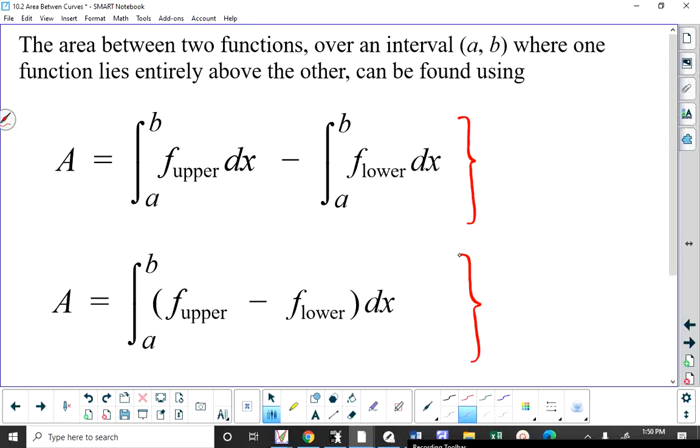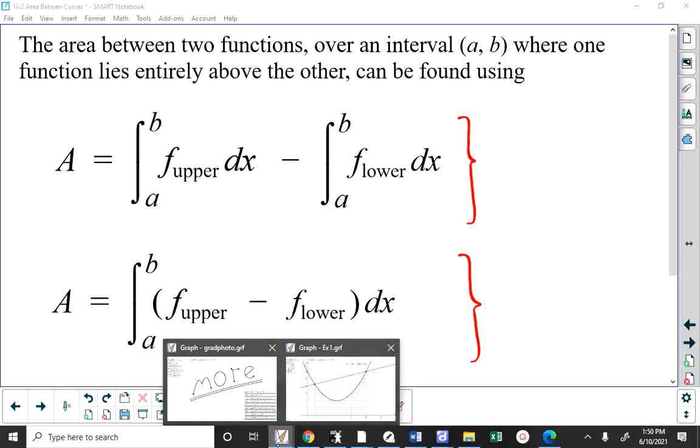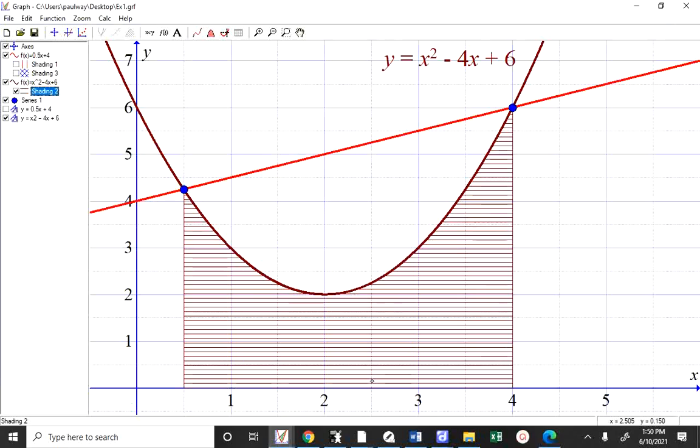It loses some meaning. Like when you subtract those two functions, what are you actually getting? Well, you can use your graphing calculator. If I were to graph y equals the linear function minus the other function, I would get a parabola that opens upside down and has an x-intercept here and here, and this area here would exactly be equal to that area.